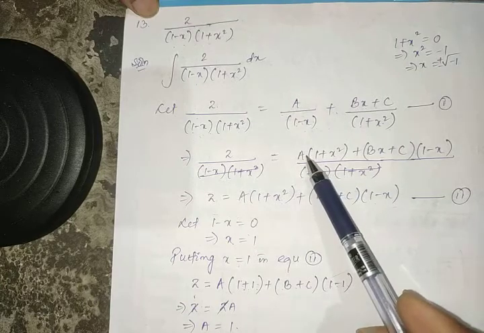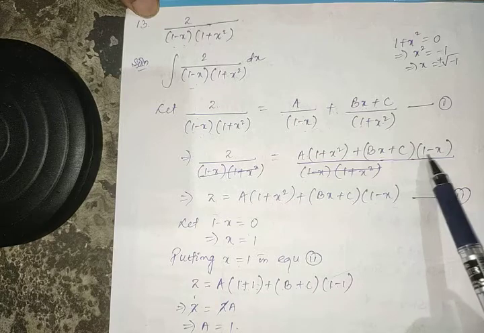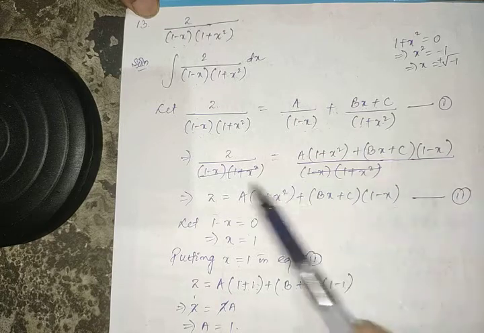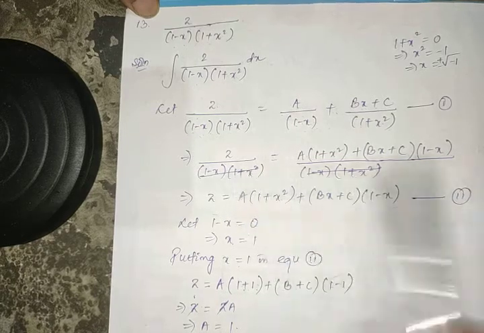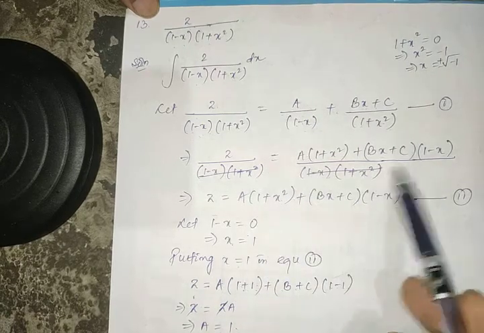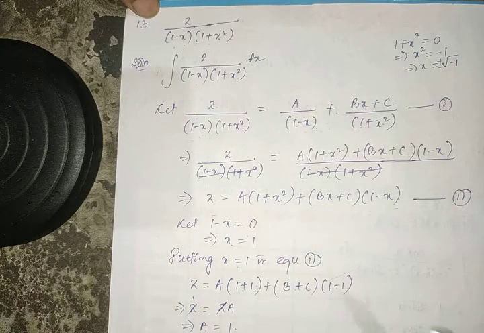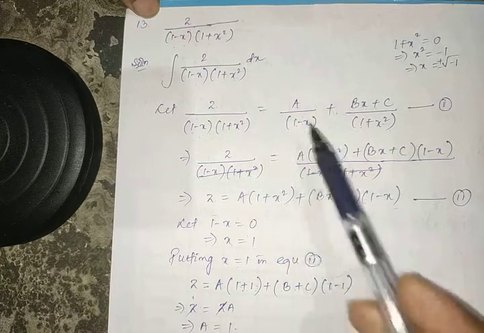Then after simplifying you will get a into (1 plus x square) plus (bx plus c) into (1 minus x). Both the denominators are the same, so they cancel. So we'll get 2 equal to a into (1 plus x square) plus (bx plus c) into (1 minus x). That is equation 2.